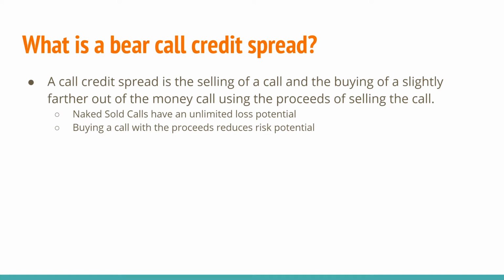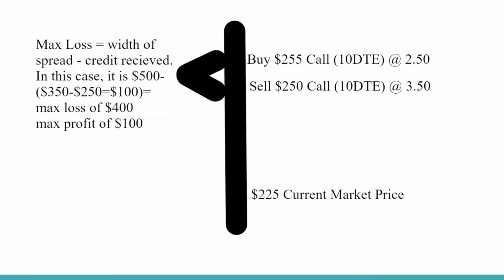Usually naked sold calls have an unlimited loss potential because you'd have to buy the stock at a certain price times 100 shares, no matter how high it goes up. So you could lose infinity times 100. Since you're buying a call with the proceeds, you're reducing your risk potential.